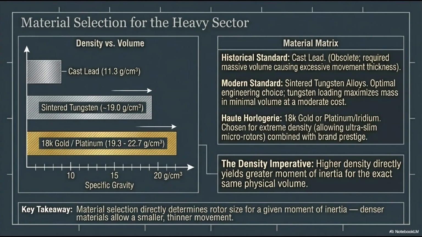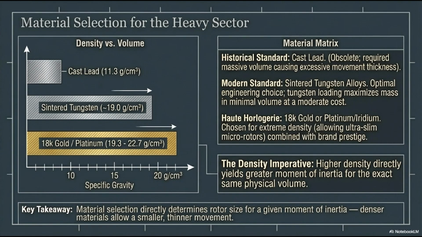Let's talk about the material science behind the heavy sector. The entire game here is maximizing density versus volume. Look at the specific gravity chart on the left. The historical standard was cast lead, with a density of 11.3 grams per cubic centimeter. It was cheap and heavy, but lead is toxic, too soft, and crucially, it required a massive physical volume to generate enough weight, resulting in very thick watches. Lead is completely obsolete today.